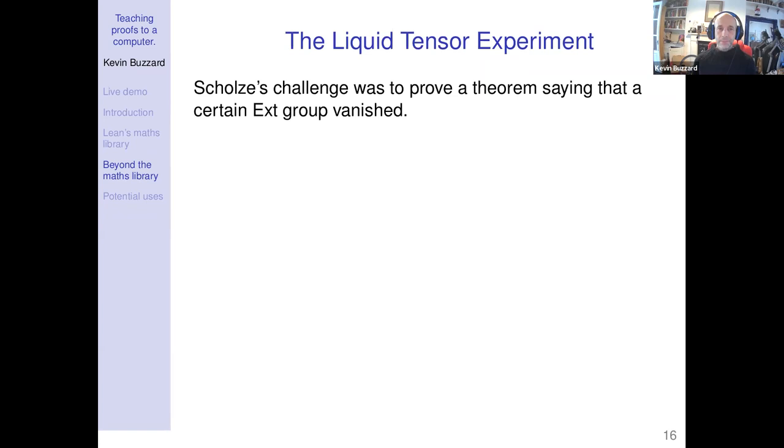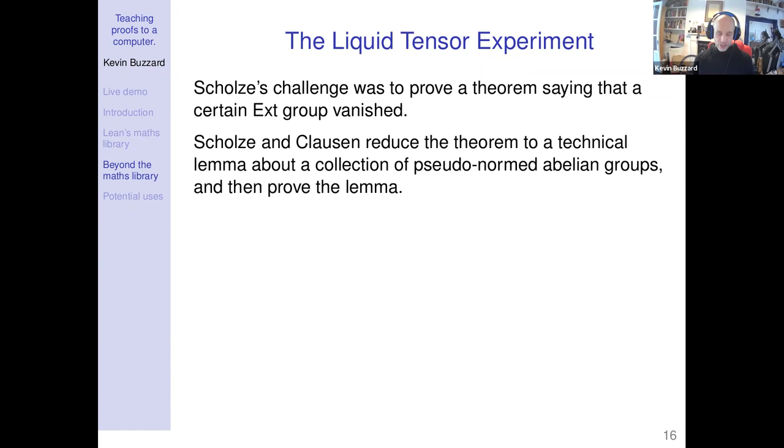Could we prove that a certain higher Ext group vanished in some category of condensed abelian groups? And the strategy of the proof is, firstly, you reduce this complicated theorem about high-level objects to a much longer, very technical lemma about much easier objects, abelian groups equipped with some sort of filtration, having some properties. And so you reduce the theorem about high-level objects to a technical result about low-level objects. And then you prove the result about low-level objects using a very delicate induction argument.